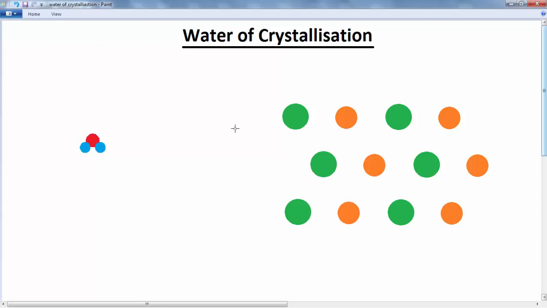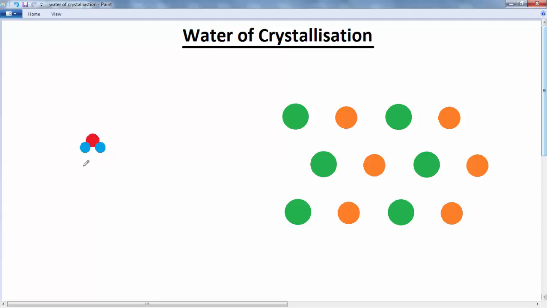In this lesson we're going to look at water of crystallization. Now, many ionic substances have the tendency to absorb molecules of water into their crystalline lattice. This water is called water of crystallization.